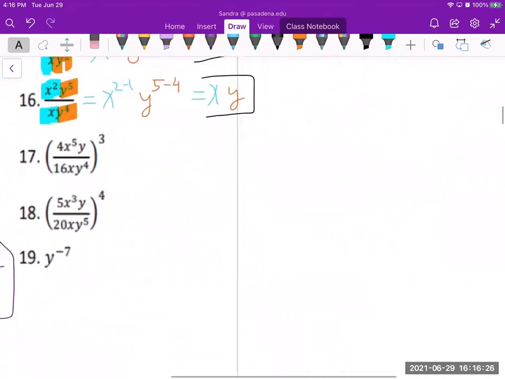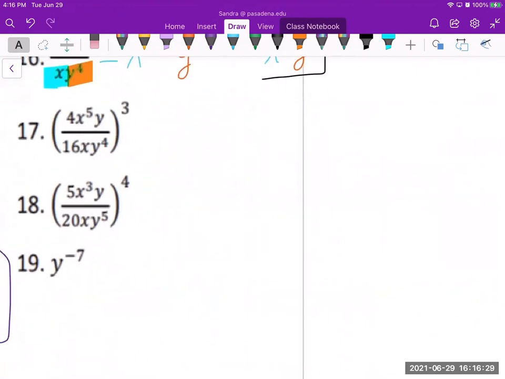So the first thing to do is basically I want to distribute the 3 here. That's the outside exponent. So I'm going to multiply that 3 by every single exponent. Now, each one of them has its own exponent. This one here has a 1. Each one of them has its own exponent.